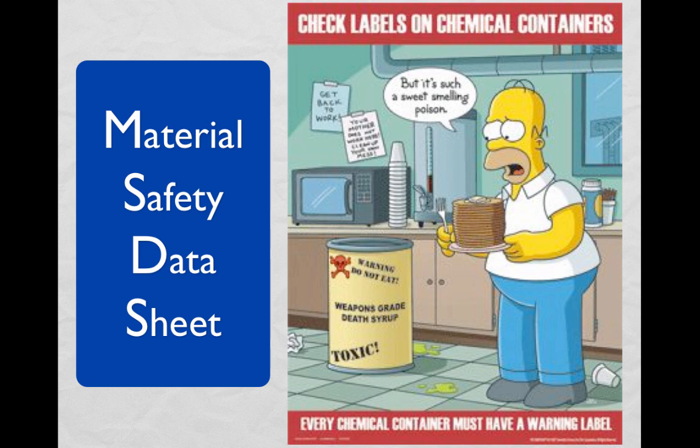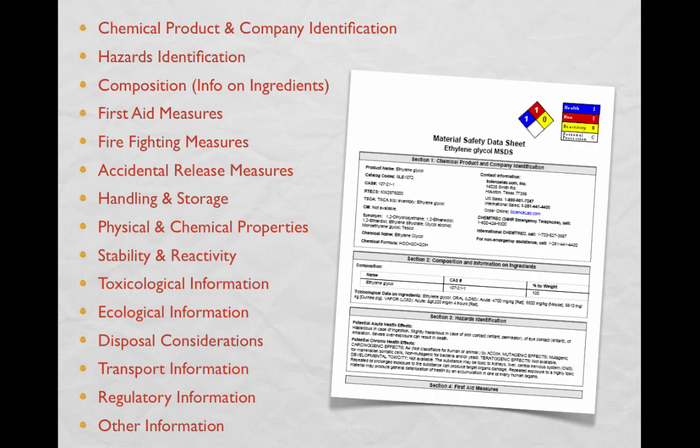The MSDS stands for Material Safety Data Sheet, and every single chemical within the workplace arrives with an MSDS in addition to the Whmis label on it. The MSDS contains more detail than what's on the Whmis label. These are some of the information, so all of the different sections that can be found in an MSDS. It has the chemical product and company ID, hazards identification, the composition, so in terms of the ingredients.